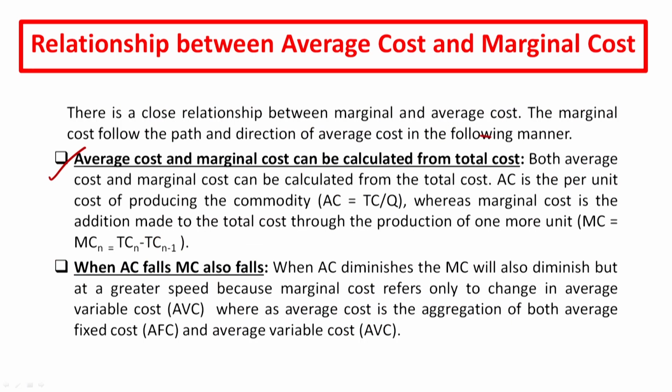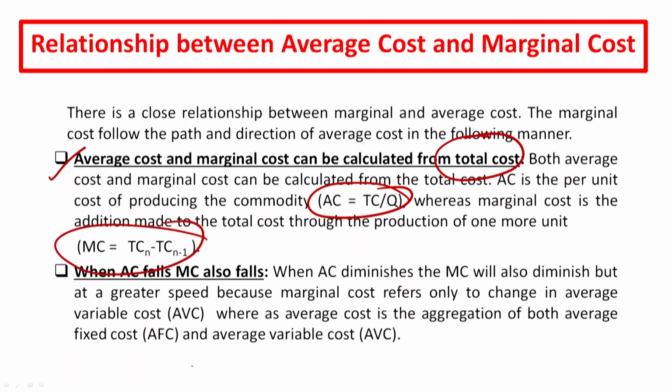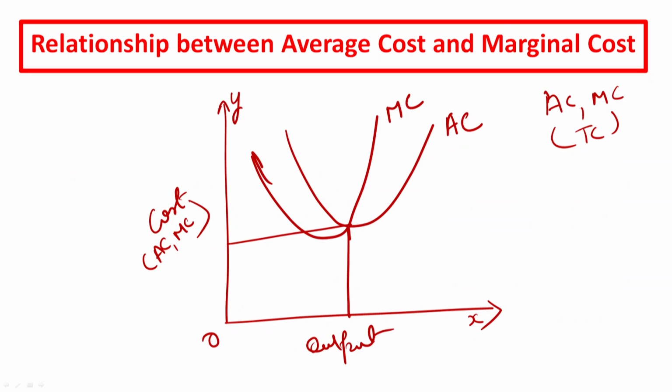That means both can be calculated from the total cost, where average cost is equal to total cost upon quantity, and marginal cost is equal to total cost of n units minus total cost of n minus 1 unit. As you can see from the graph, when average cost falls, marginal cost will also fall, but at a greater speed. AC is falling, MC will also fall, but at a greater speed, and that is why at this point marginal cost will be below the average cost.